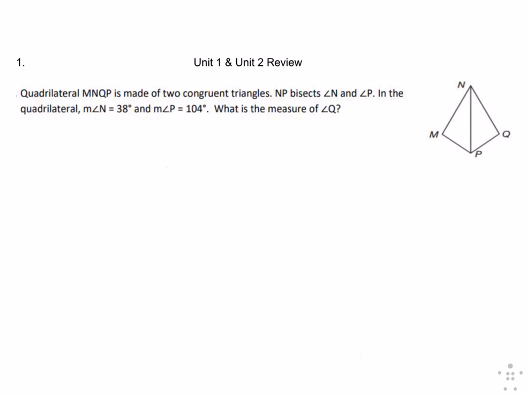Okay, so I'm going to redraw the quadrilateral. And here we have M, N, Q, P. And it tells us that in the quadrilateral, the measure of angle N is 38 degrees. So this right here is 38 degrees. And then it says the measure of angle P is 104 degrees.